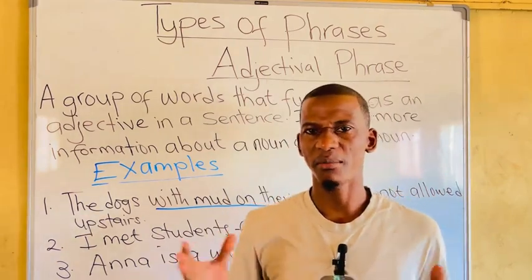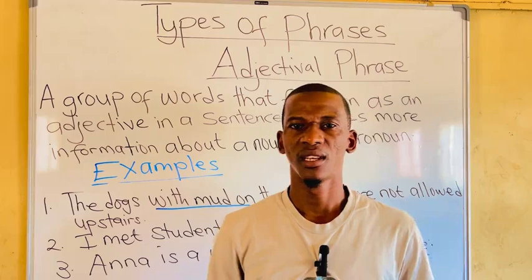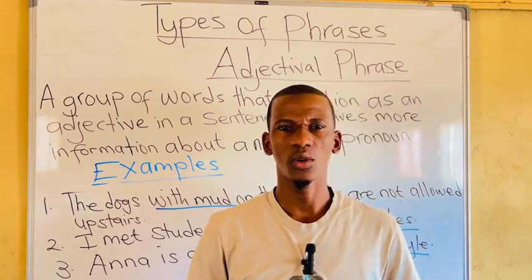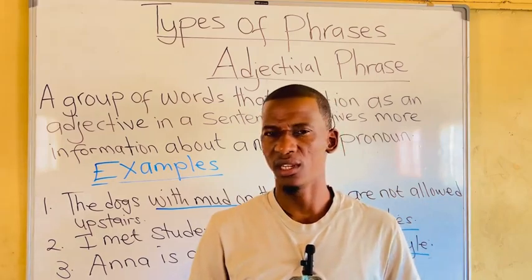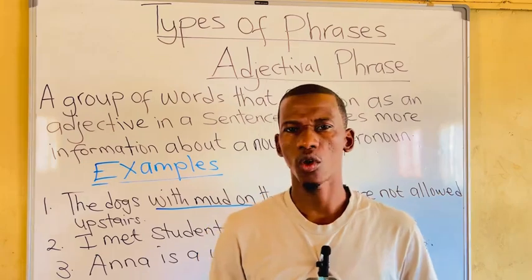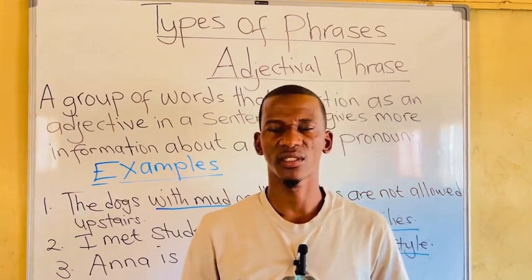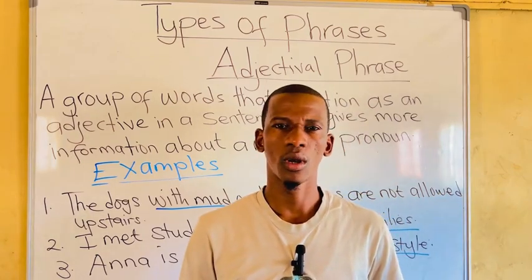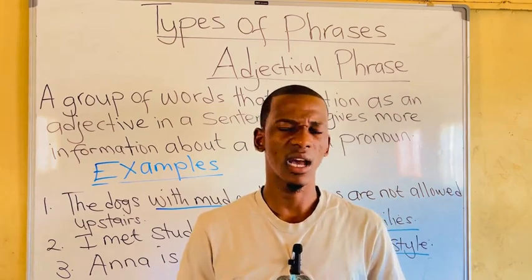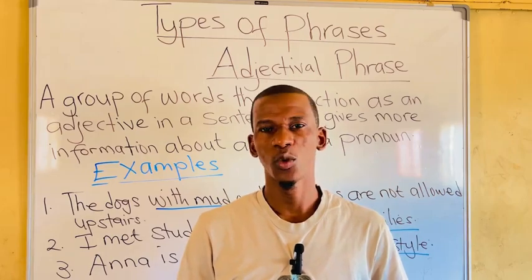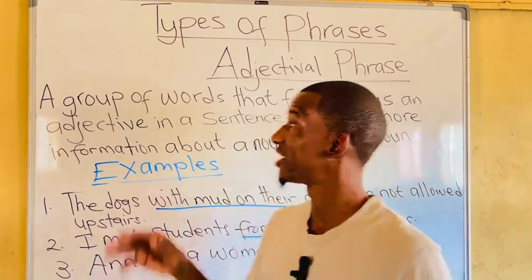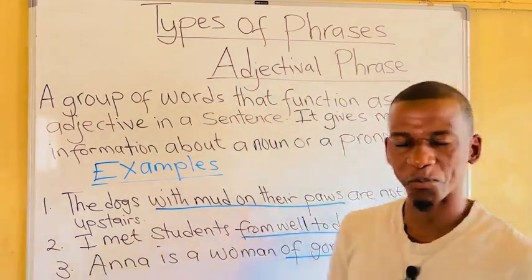Basically, if you remember in our previous lessons, I told you that I will only talk about three types of phrases. Namely, we have what we call an adjectival phrase. We also have what we call an adverbial phrase, and of course, the last one is a noun phrase. So today, we will talk about an adjectival phrase.